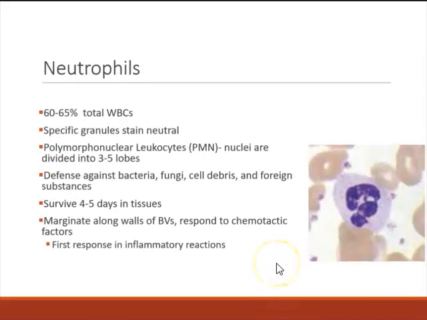Here is an example of the neutrophils. We can see that multi-lobed nucleus with the many lobes. Neutrophils are the most abundant of the white blood cells, making up about 60 to 65% of total white blood cells, and the specific granules will stain a neutral color. These cells are also known as polymorphonuclear leukocytes. The nuclei are divided into 3 to 5 lobes.